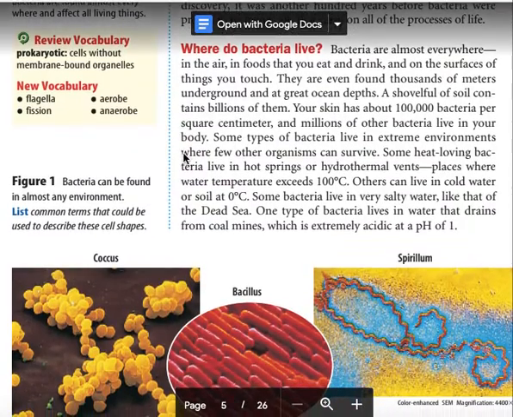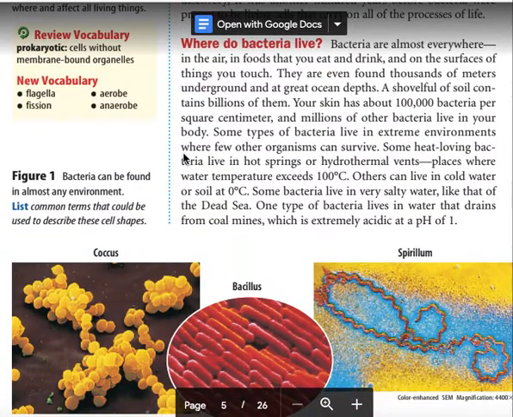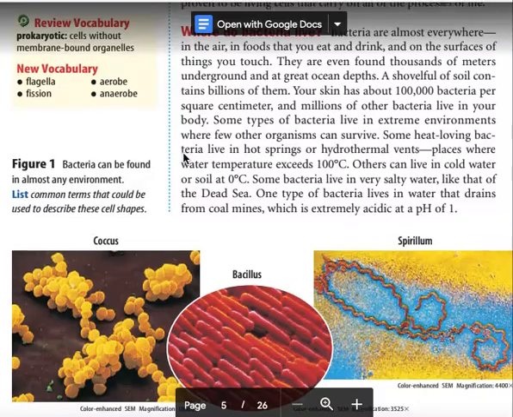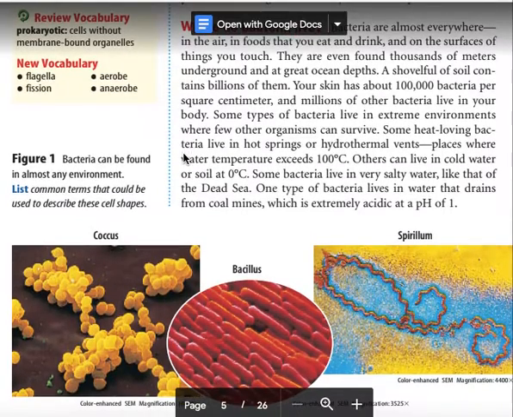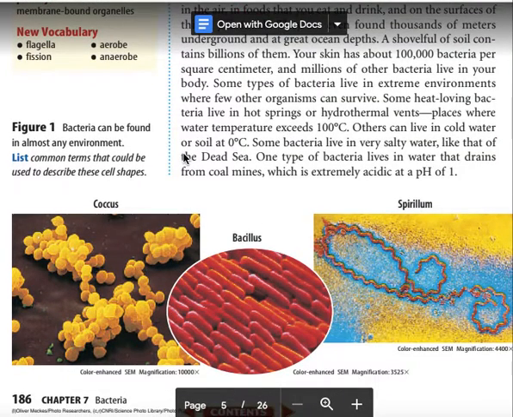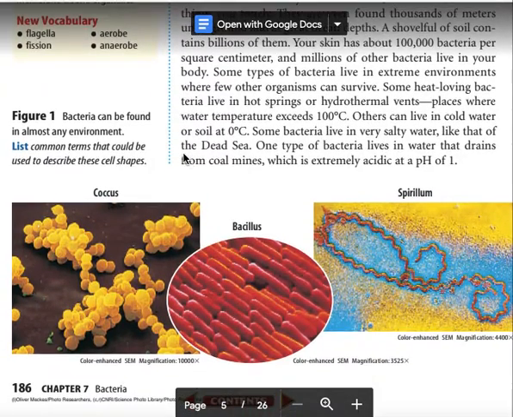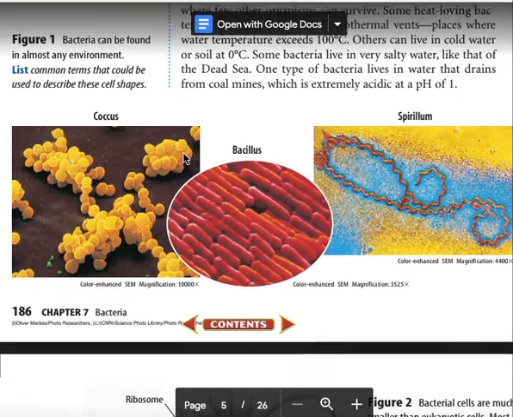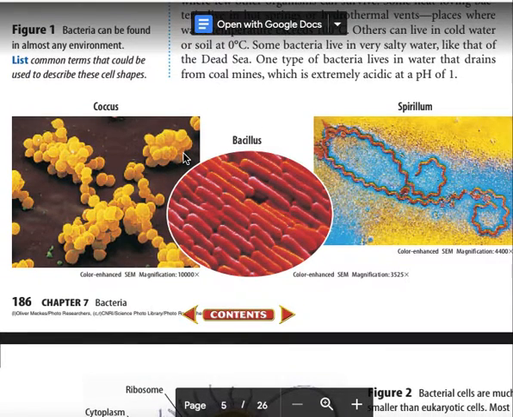Some types of bacteria live in extreme environments where few other organisms can survive. Some heat-loving bacteria live in hot springs or hydrothermal vents, places where water temperature exceeds 100 degrees Celsius. Others can live in cold water or soil at 0 degrees Celsius. Some bacteria live in very salty water, like that of the Dead Sea. One type of bacteria lives in water that drains from coal mines, which is extremely acidic at a pH of 1.